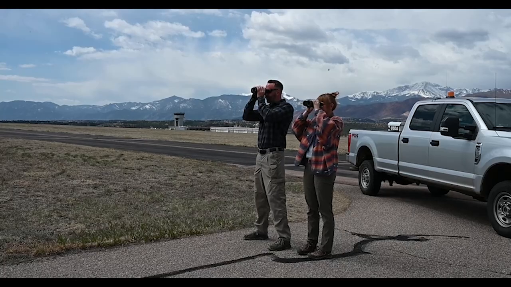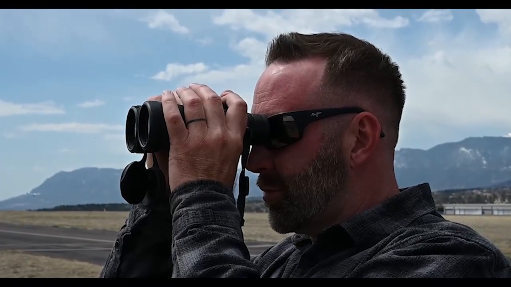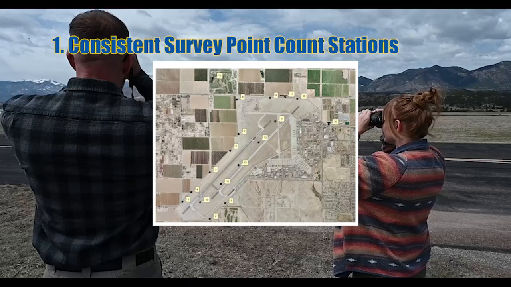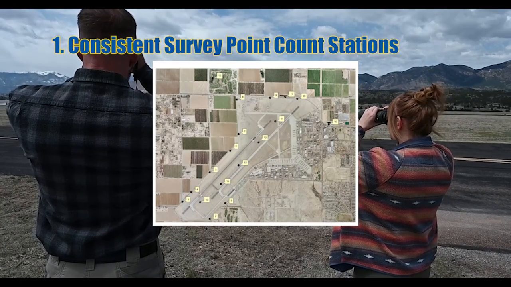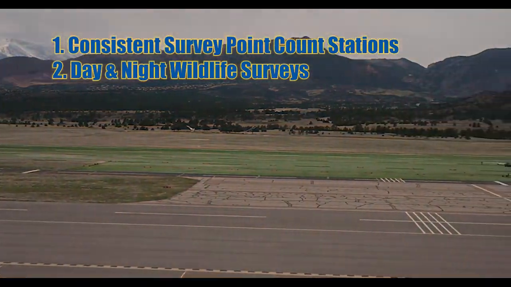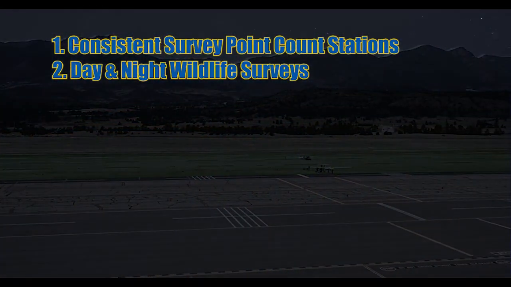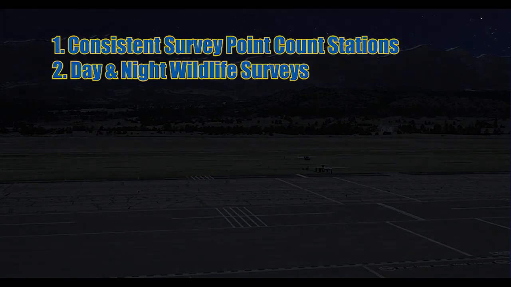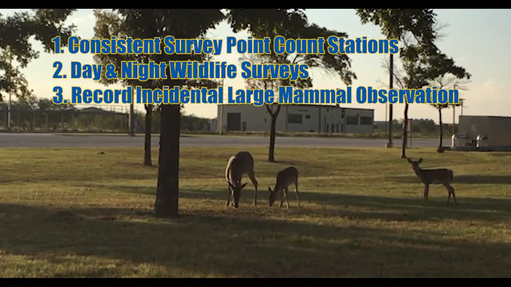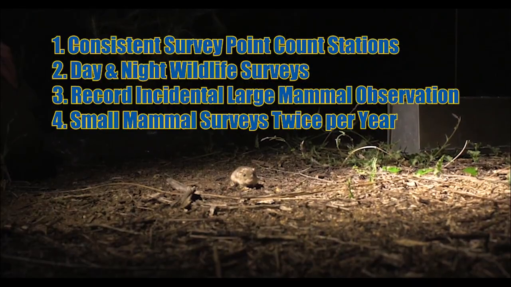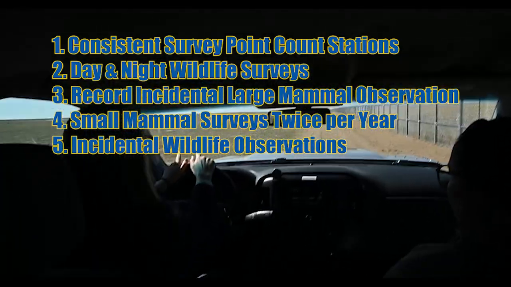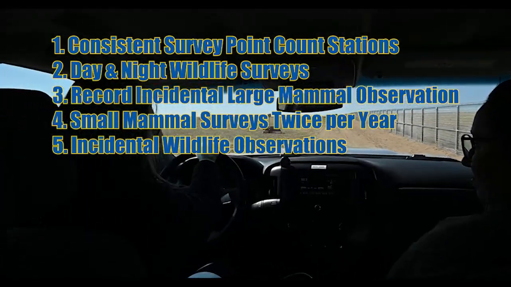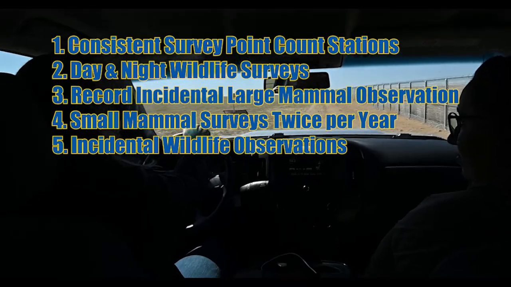To summarize, the Air Force's formal wildlife survey program will, at a minimum, have survey point count stations that remain somewhat consistent over time. Conduct daytime surveys at least twice a month and nighttime wildlife surveys at least once a month. Record incidental large mammal observations. Conduct small mammal surveys twice a year, and record incidental wildlife observations made during patrols or while driving between survey points.